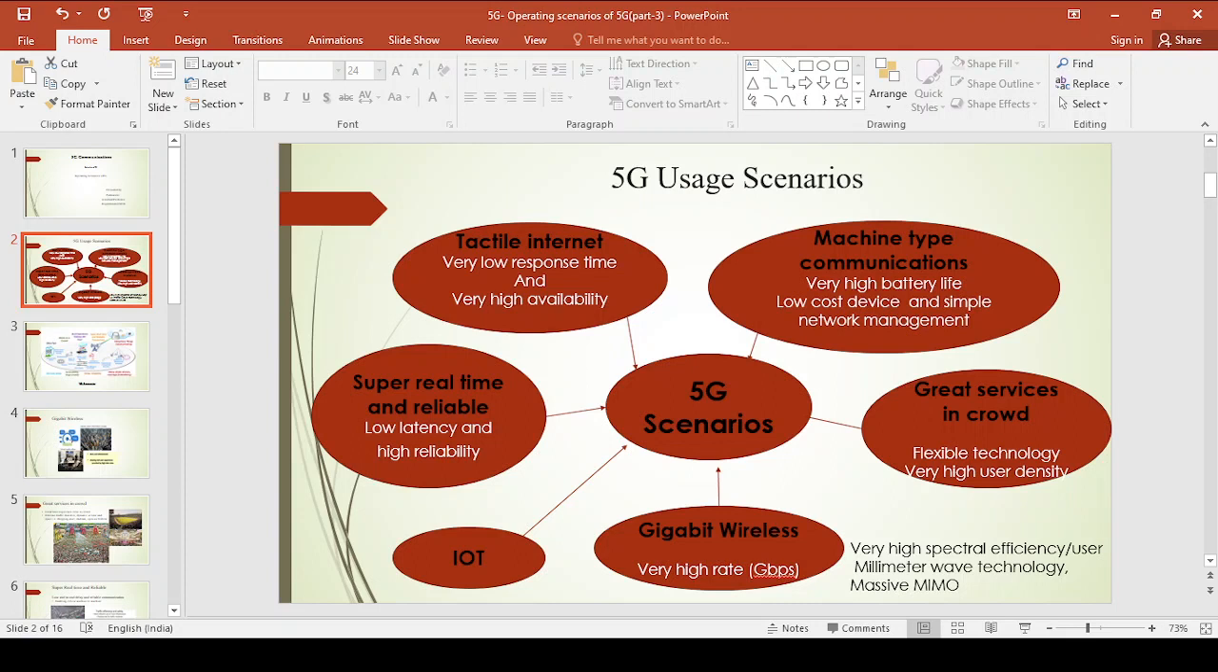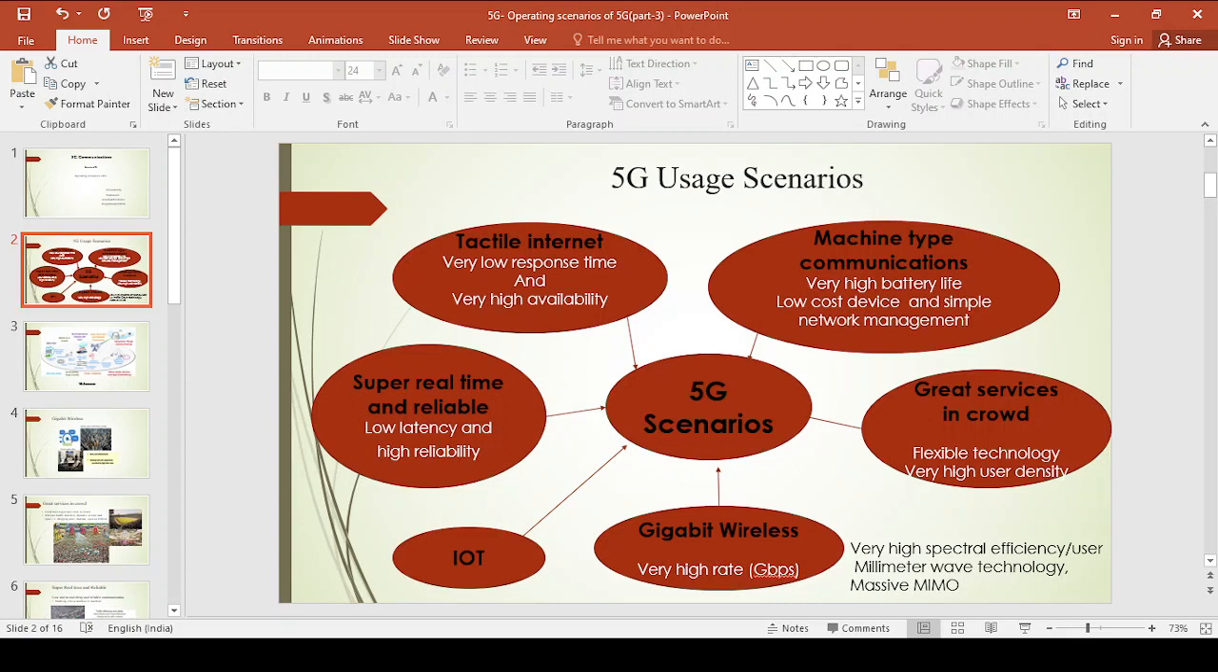Now this was absent in previous generation systems, nothing but 1G, 2G, 3G and 4G. Up to 4G, they don't support machine type communication. This was the extra usage scenario, or the application scenario, that is getting added into the 5th generation system. Through this machine type communication, you are transferring the data between machine to machine only.